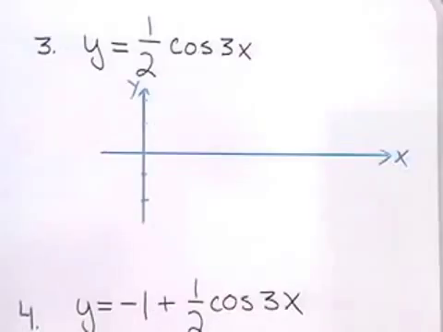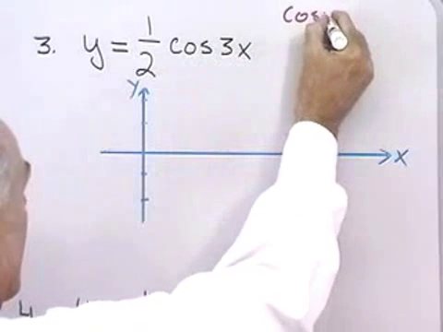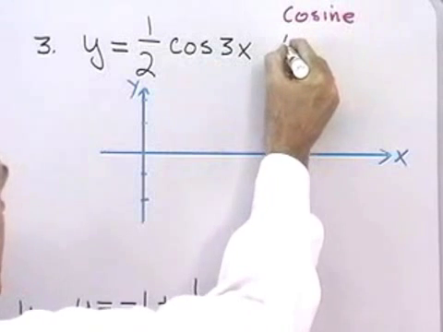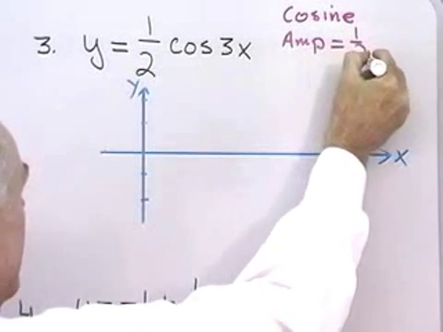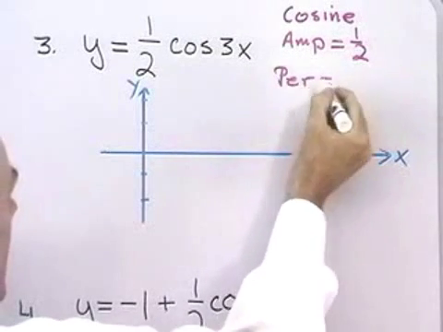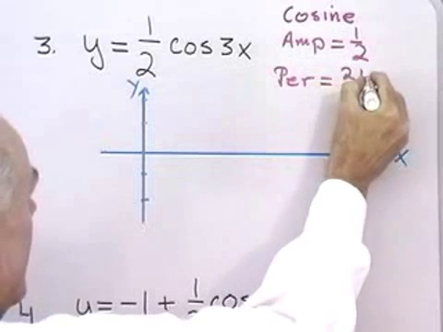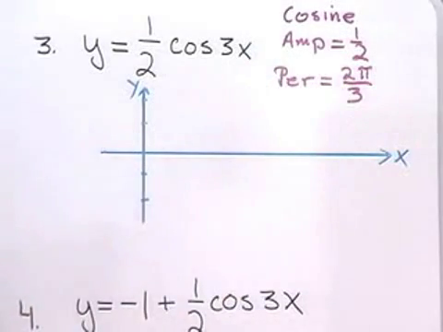Here's our next one. y equals 1/2 cosine 3x. I want to sketch the graph of this. Okay, it's a cosine curve. It has an amplitude of 1/2, and it has a period of 2 pi divided by this coefficient 3, which is 2 pi over 3.